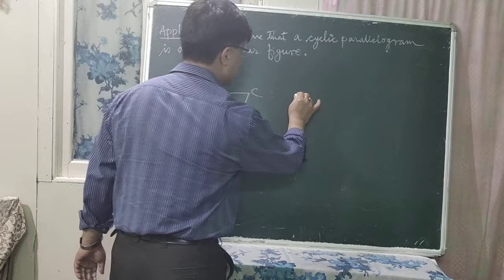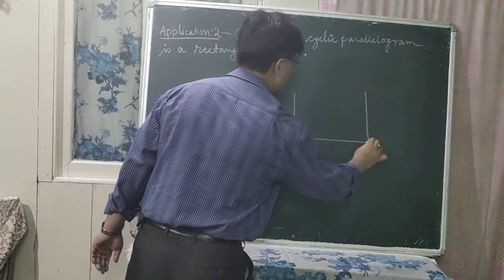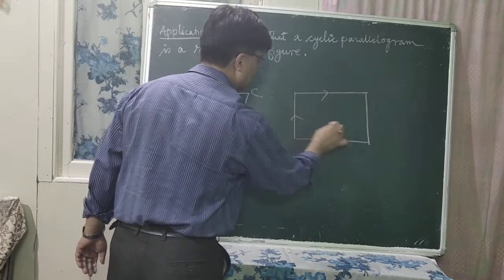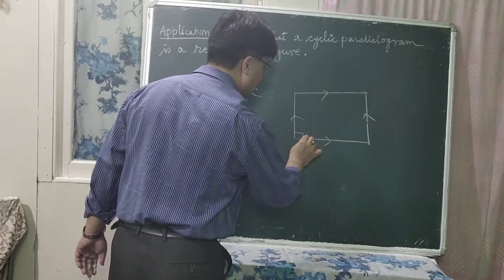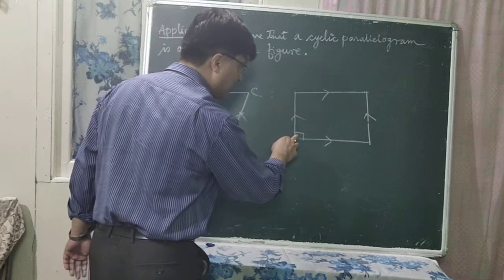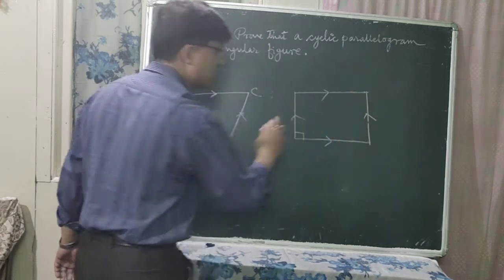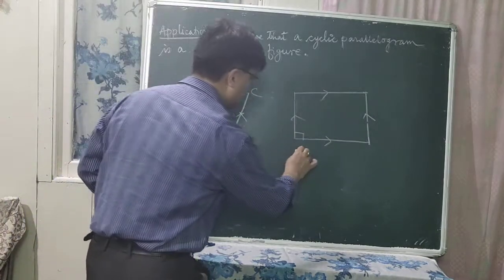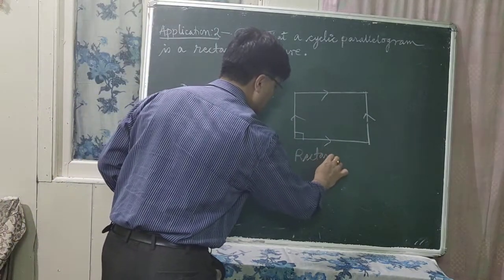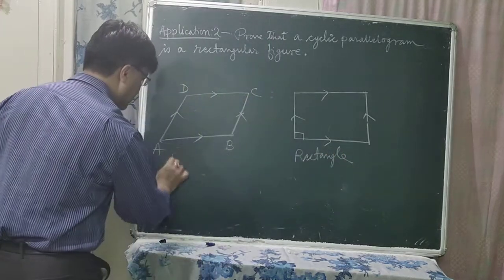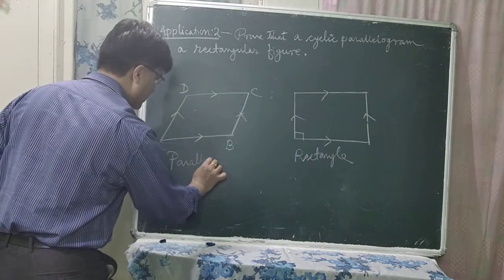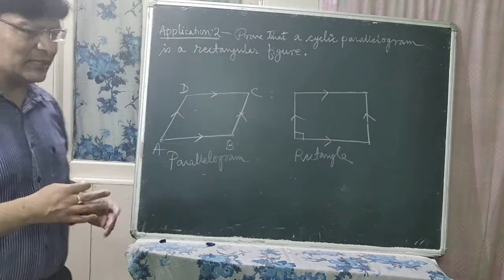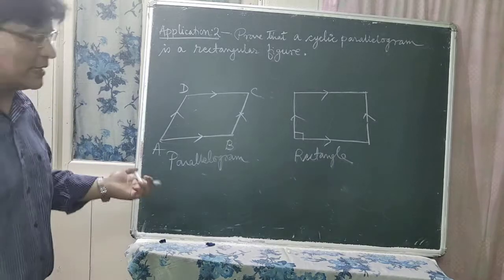But in case of a rectangle, the opposite sides are equal and parallel, and if one of the angles is 90 degrees, all the angles will automatically be 90 degrees. And this figure is known as what? Rectangle. This is a rectangle and this is the parallelogram. So is that understood? You've done it in class 5, 6, 7, isn't it?